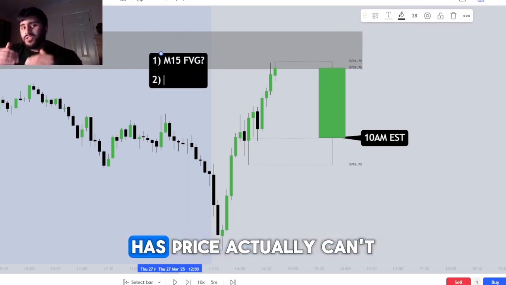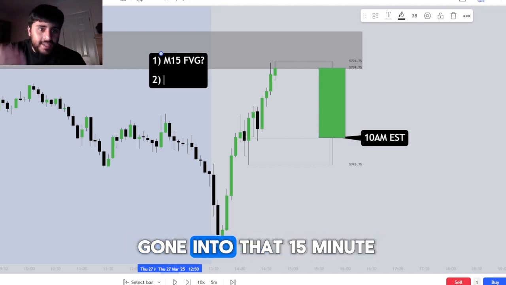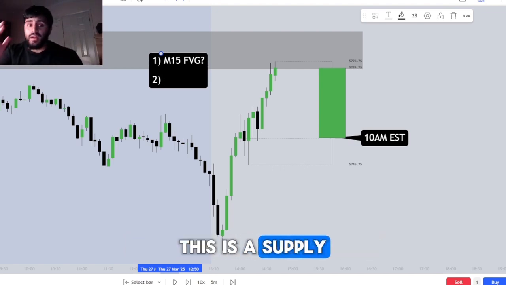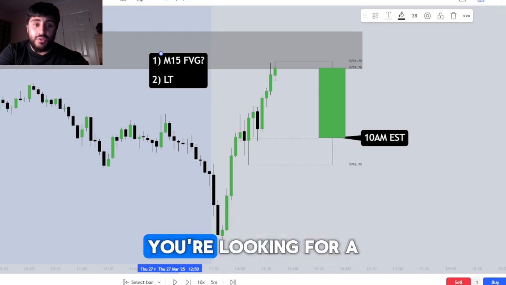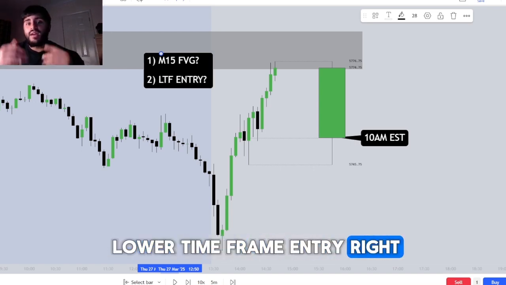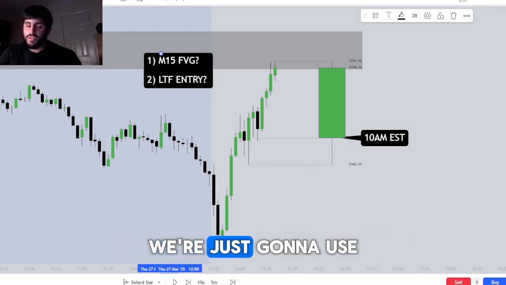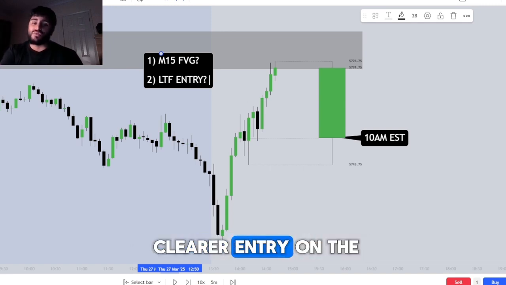The second thing is, has price actually gone into that 15-minute fair value gap? This is a supply area. Is price in the zone? So you're looking for a lower time frame entry, right? A 5-minute or a 1-minute. For this video, we're just going to use the 5-minute because there was a slightly clearer entry on the 5-minute.